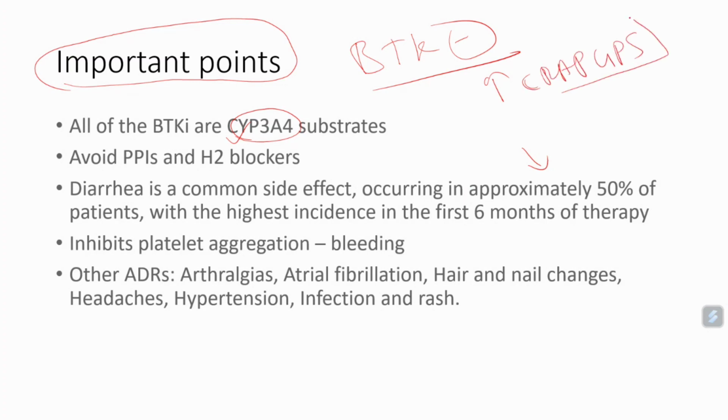CRAB GPS. These drugs should not be given if a BTK inhibitor is given. Why? Because what do CRAB GPS do? They will induce the enzymes and immediately these BTK inhibitors will be rapidly metabolized. And these BTK inhibitors also should not be given with enzyme inhibitors.